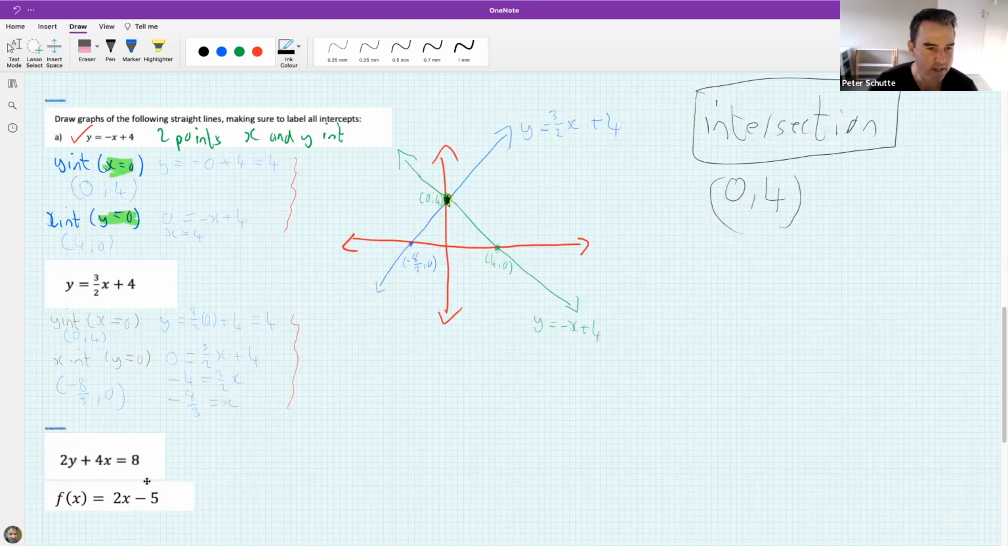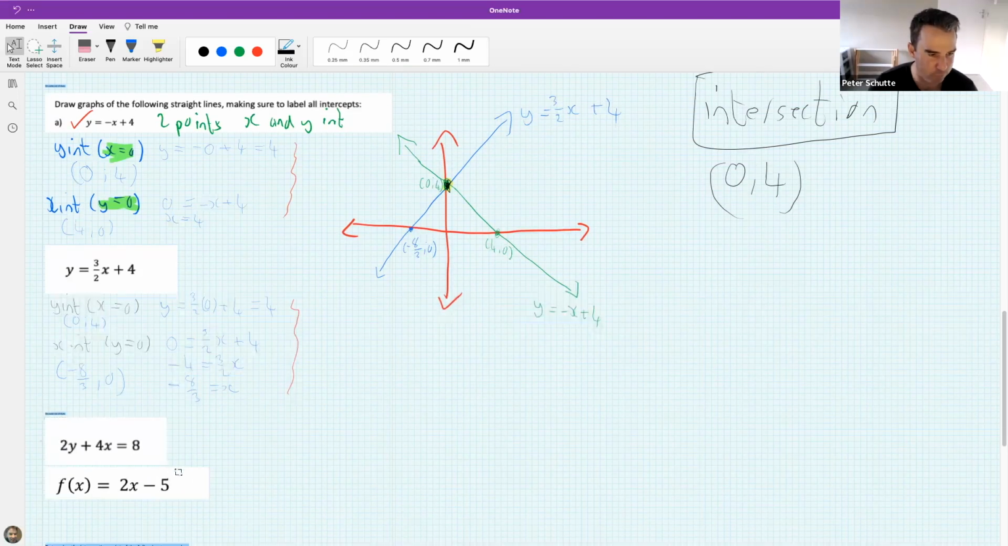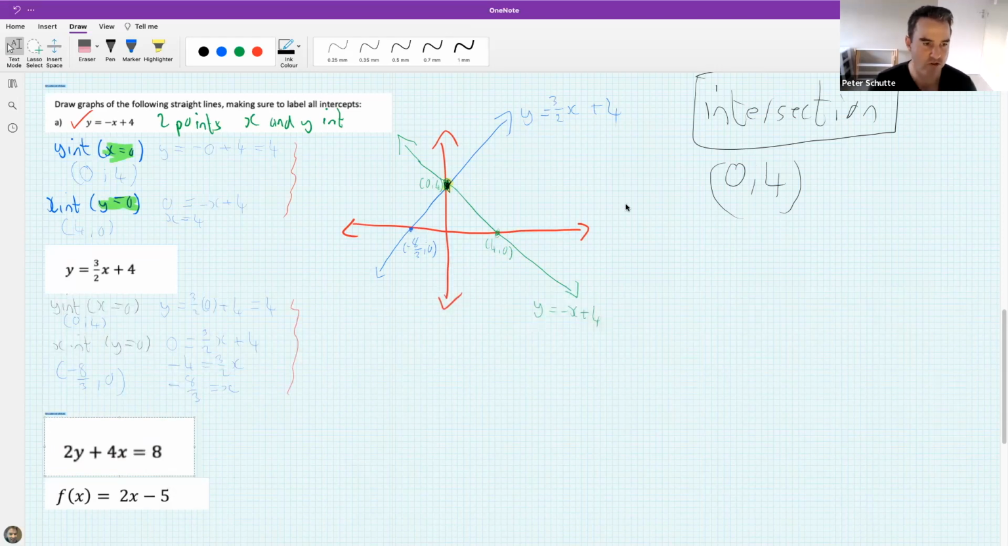Okay, now, what I want us to do is another example like this, except I'm giving you 2 straight lines, but in slightly different forms. In this case, this is a straight line, which is not written in standard form, but it's still a straight line because X and Y's powers are 1. And then this funny one over here, f of x equals 2x minus 5, this is what we call f of x notation, but it is the same as writing y equals 2x minus 5. It means the same thing.